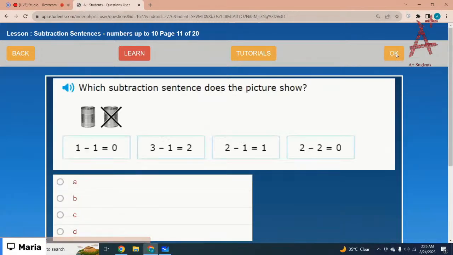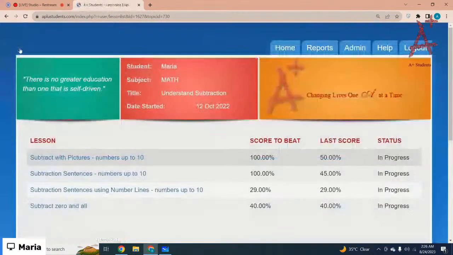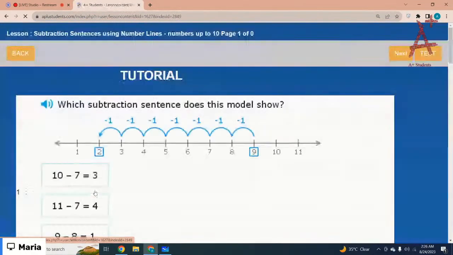Okay, you can complete the lesson by yourself later today. Let me just move on to the next lesson. The next lesson is subtraction sentences using number lines, numbers up to 10. Okay, now we're going to learn how we subtract using number lines.